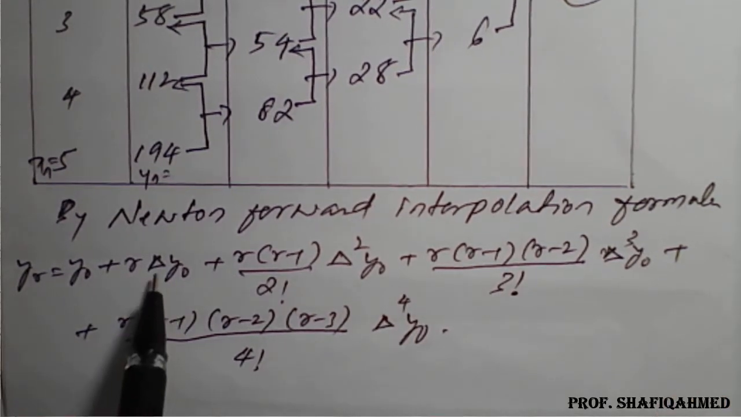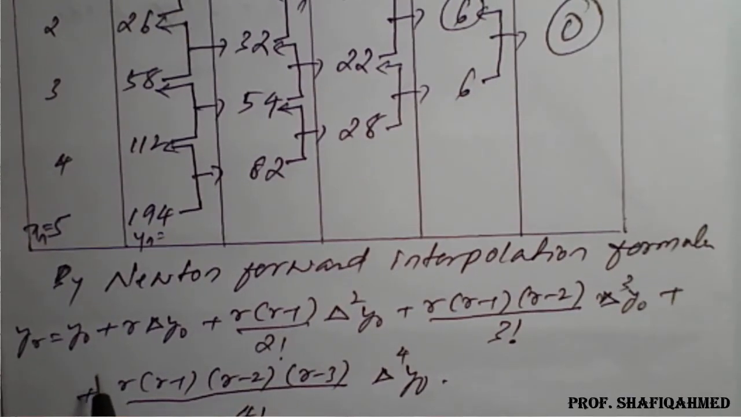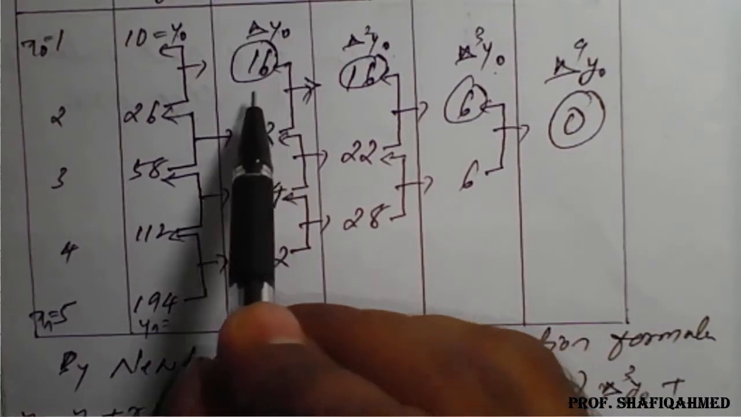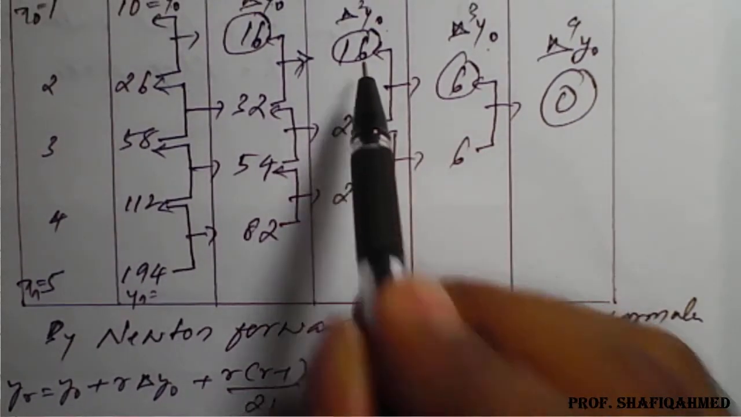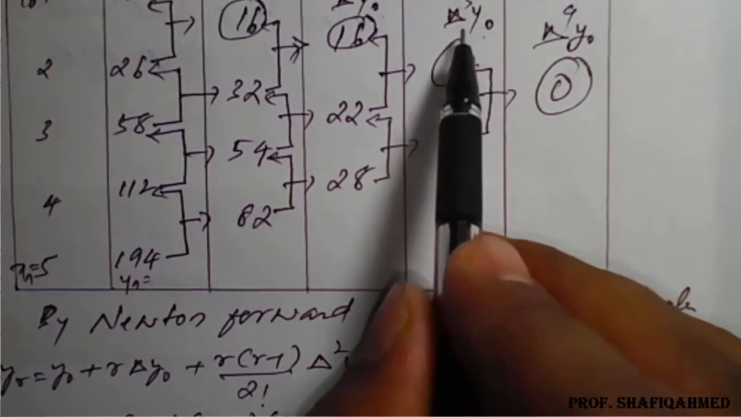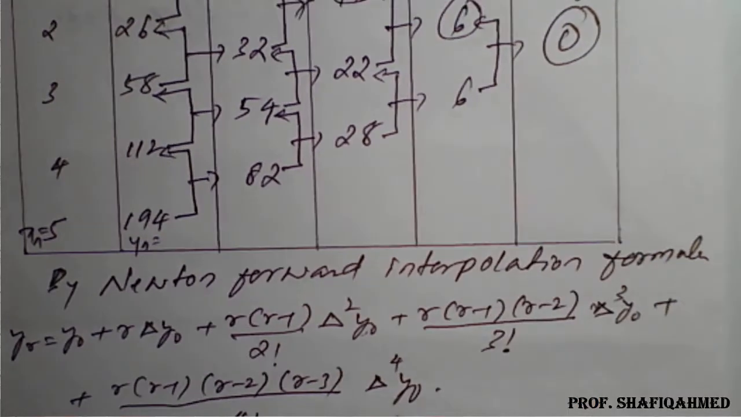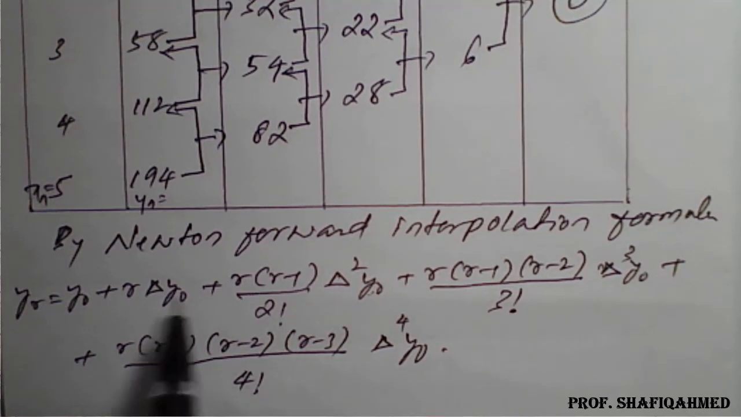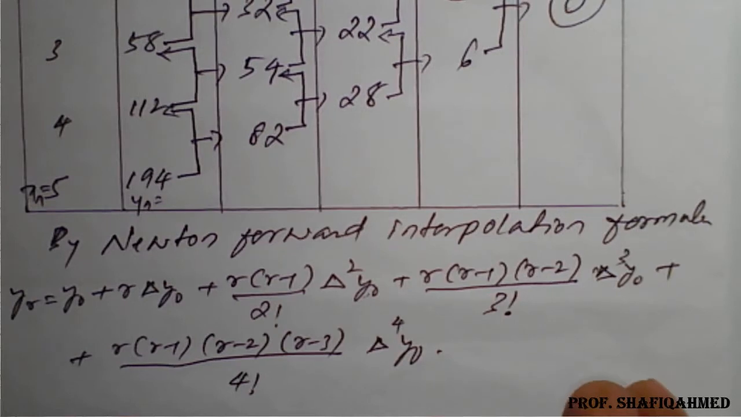So we know the value of delta of y naught from the table. y naught value from the table is 10. So delta of y naught is 16, then delta square of y naught is again 16, delta cube of y naught is 6, delta 4 of y naught is 0. So 0 means this entire thing will become 0, so we'll neglect it while writing. And what is missing here, what is unknown, is r. So r we need to find.